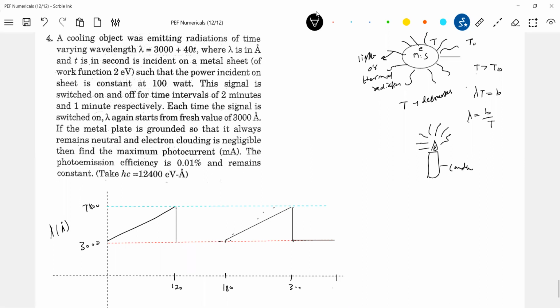And if you add this 60, so this will be 360. Again, it will continue further. So this was the lambda varying with time in this way, where t is in seconds.